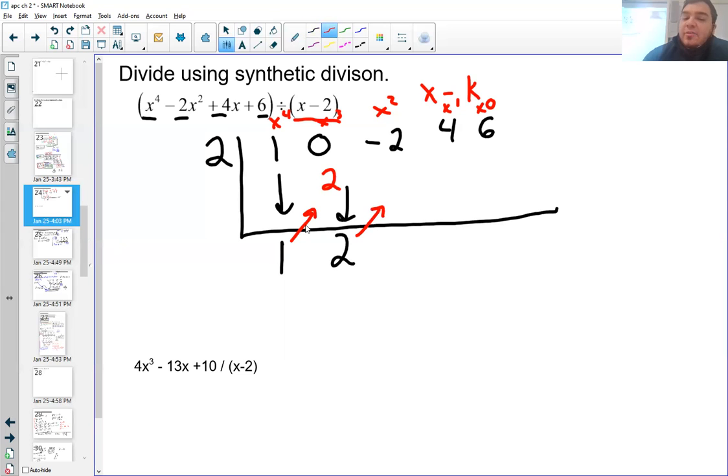So we're going to move up here. We're going to multiply 2 times 2, which is 4. Now we're going to add straight down. -2 plus 4 is 2. 2 times 2 is 4. Then 4 plus 4 is 8. 2 times 8 is 16. And then 4 plus 16 is 20.